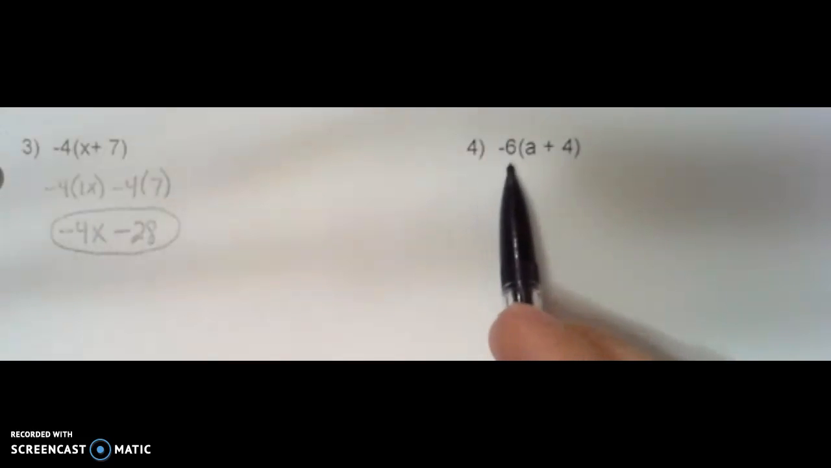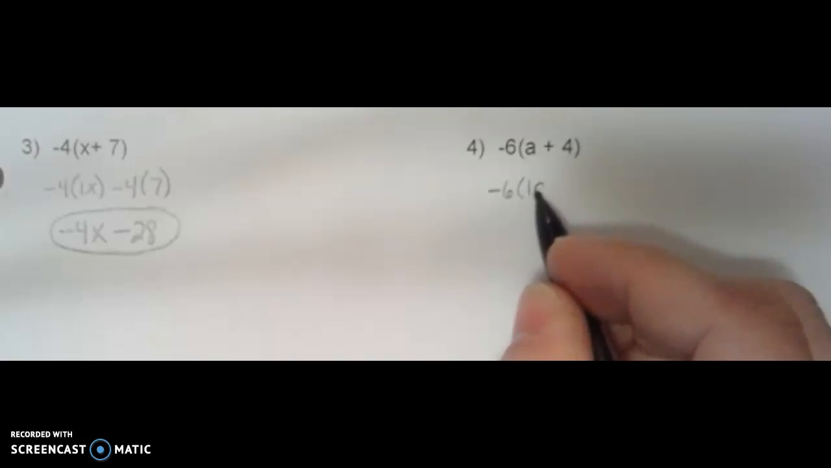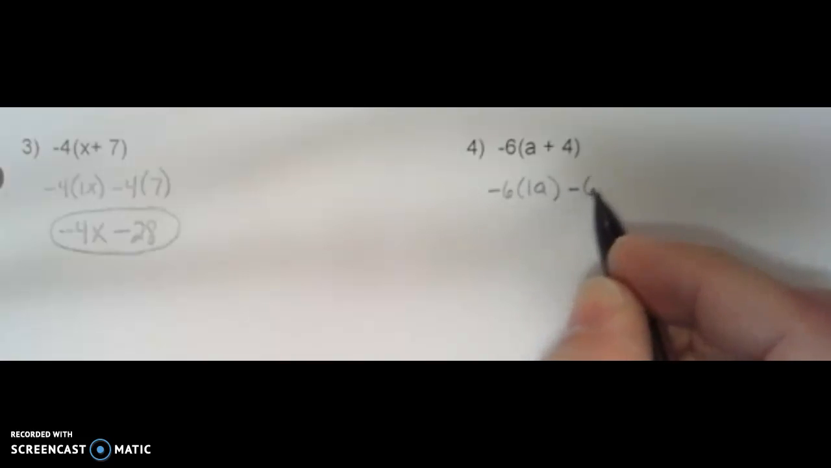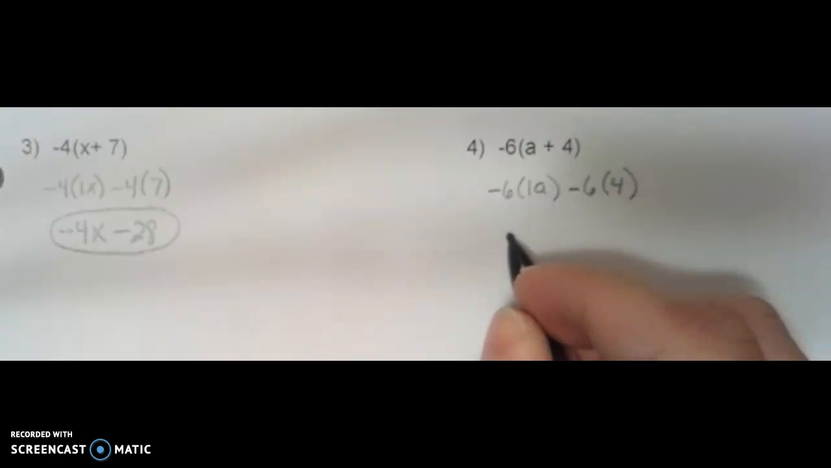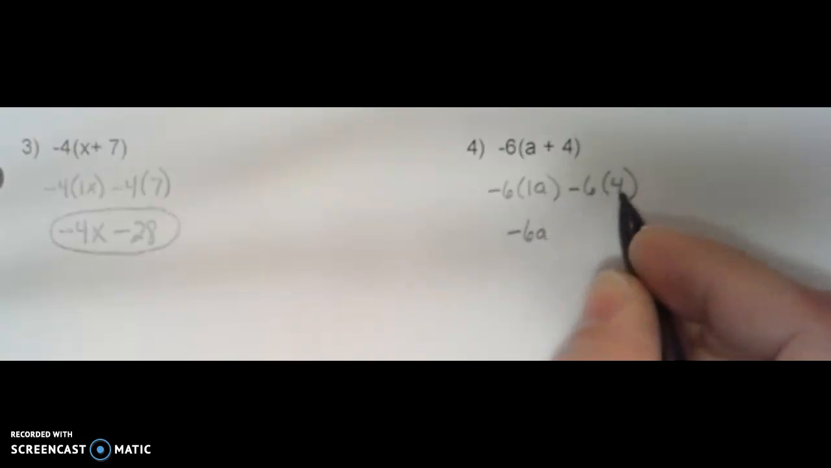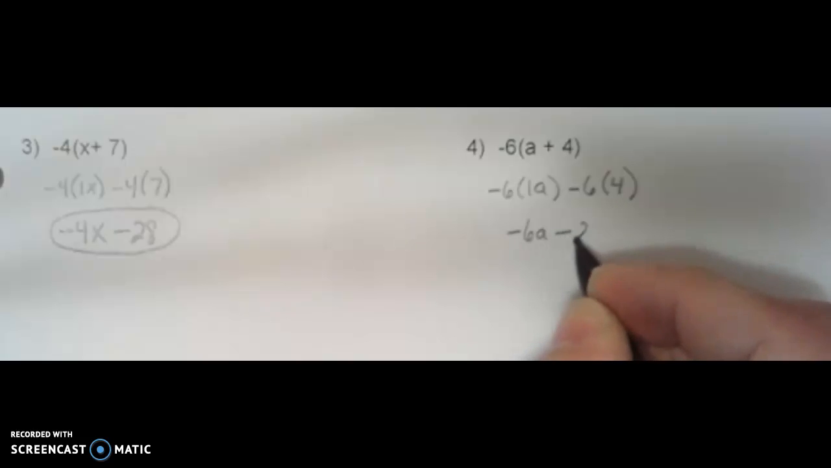In example number 4, I'm going to distribute the negative 6. Negative 6 is multiplying 1a, and then negative 6 is multiplying the positive 4. Negative 6 times 1a is negative 6a. Negative 6 times negative 4 is negative 24.